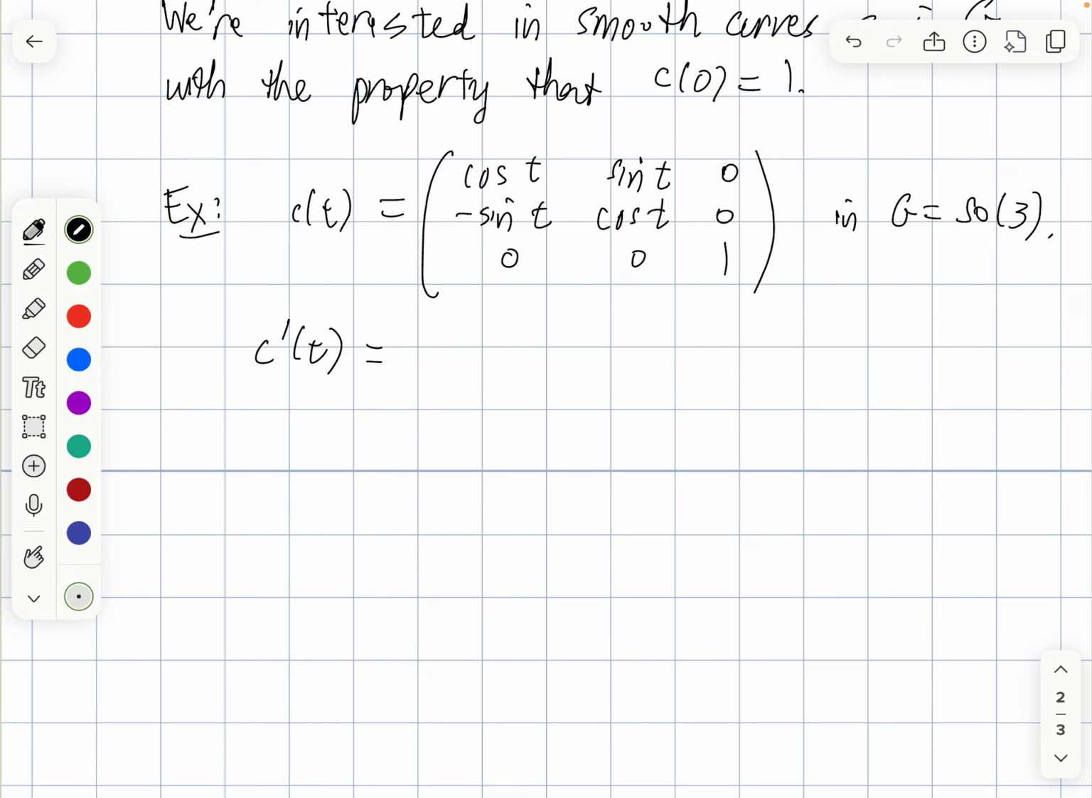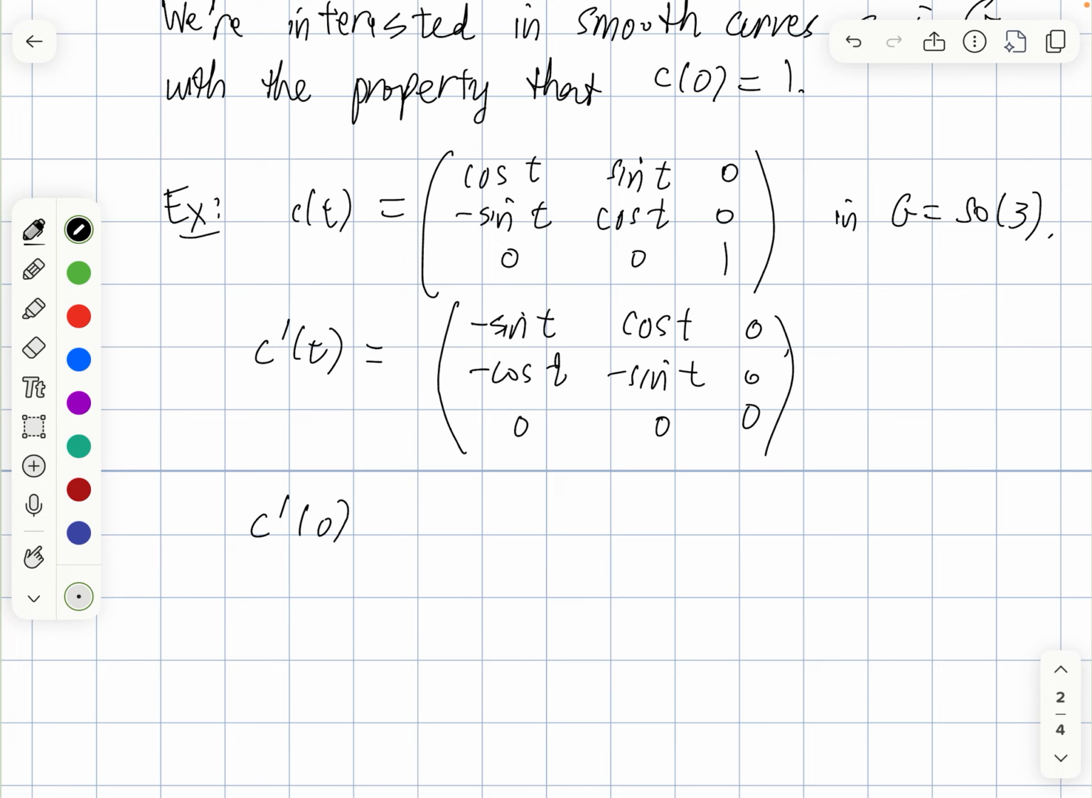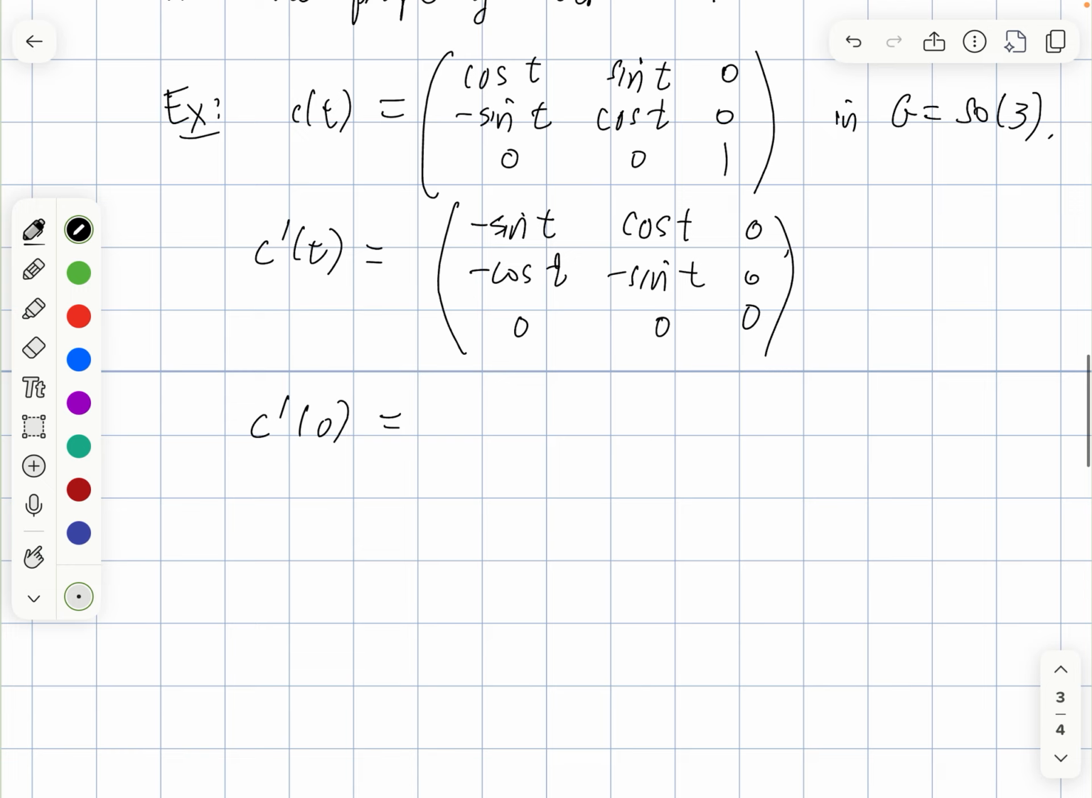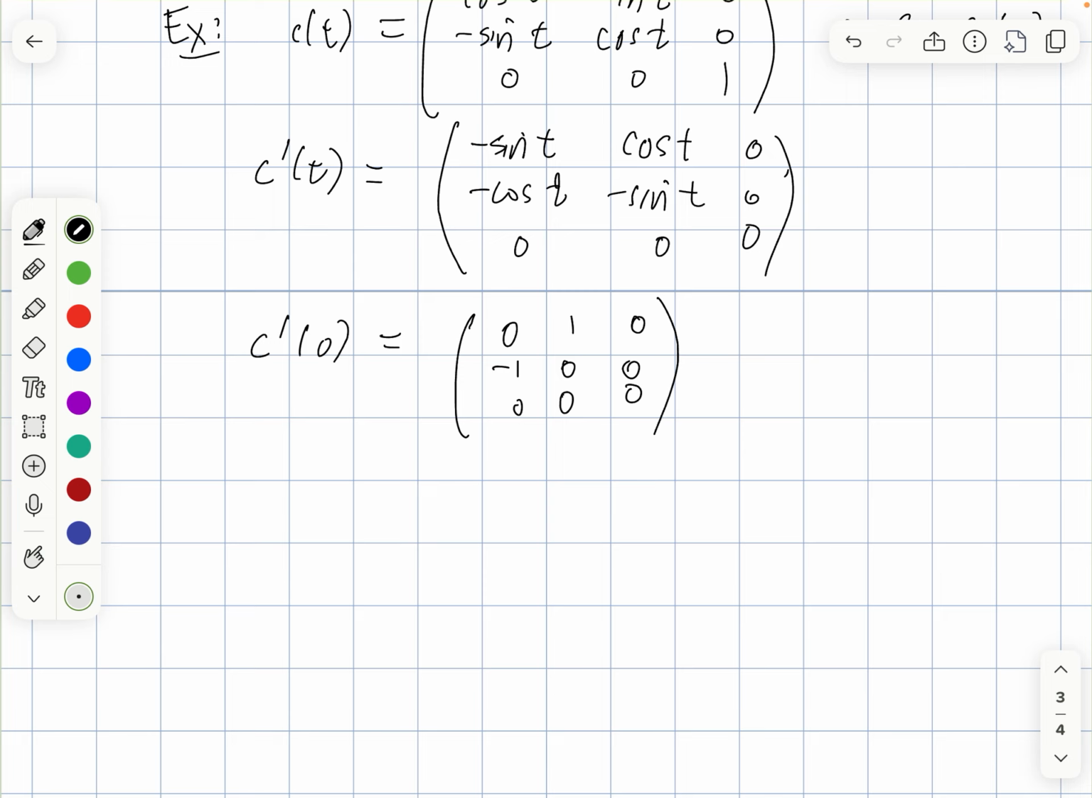Well, C prime of t is just defined to be the matrix whose entries are the individual derivatives. So you get negative sine t, negative cosine t, 0; cosine t, negative sine t, 0; 0, 0, 0. And if you evaluate this at 0, you get 0, negative 1, 0; 1, 0, 0; 0, 0, 0. Right? Now this matrix is not invertible.